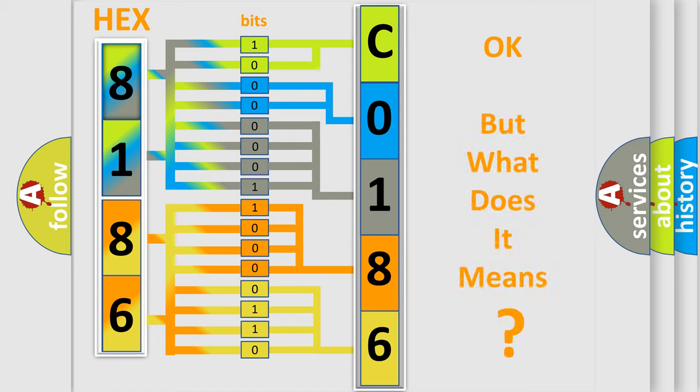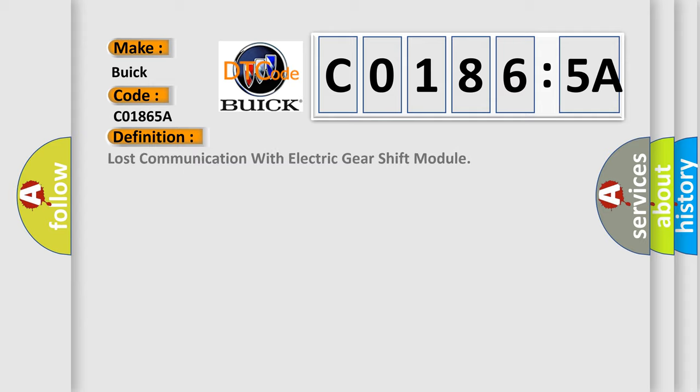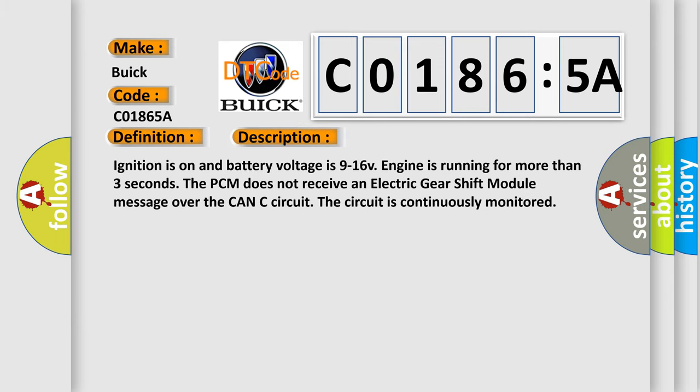The number itself does not make sense to us if we cannot assign information to what it actually expresses. So, what does the Diagnostic Trouble Code C0186-5A specifically mean for Buick car manufacturers? The basic definition is lost communication with the electric gear shift module. And now this is a short description of this DTC code.